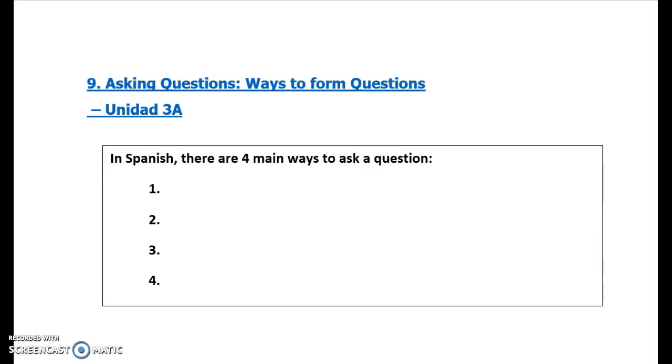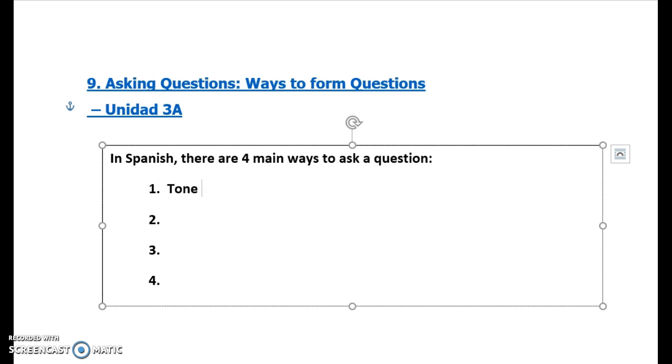Hola chicos, so right now we're going to talk about asking questions in Spanish, the ways we form the questions. And in Spanish, there are four main ways. Now, there's clearly lots of different ways to ask a question, but we're going to stick with these four main ways, and we're actually going to focus more on the third and the fourth way. But let's start off by talking about the first one.